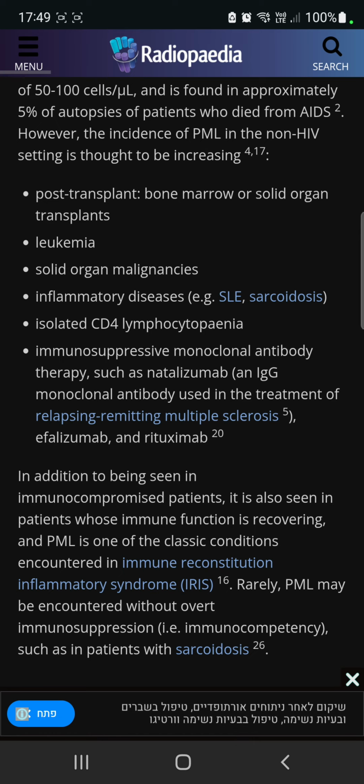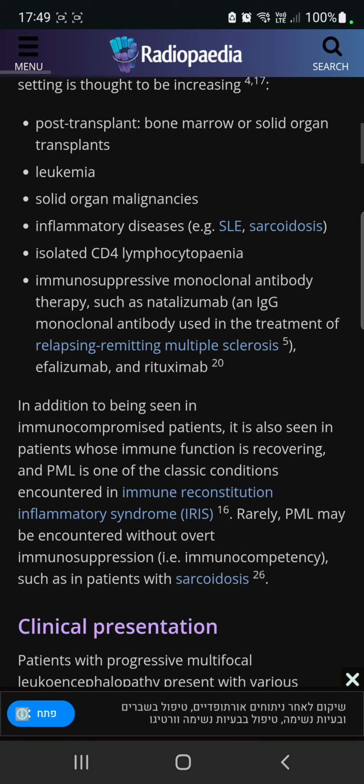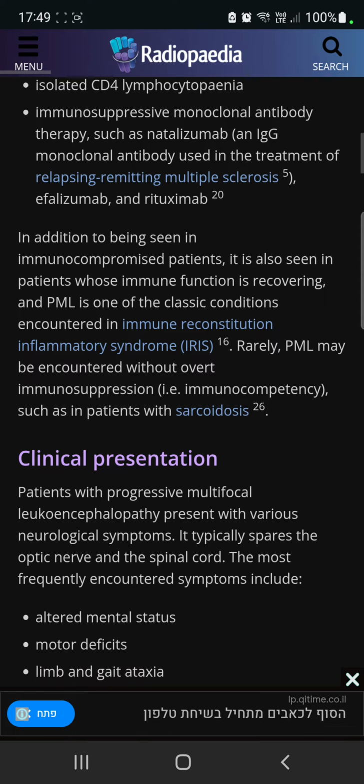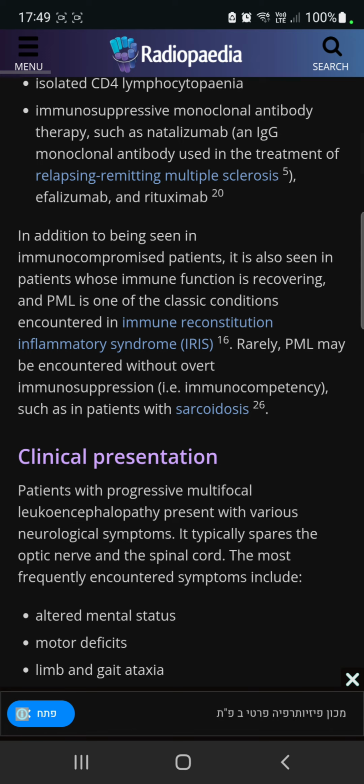You see post-transplant leukemia, solid organ malignancy, inflammatory diseases like SLE and sarcoidosis, lymphopenia of CD4, and immunosuppressing monoclonal antibodies like natalizumab that can be used to treat multiple sclerosis.